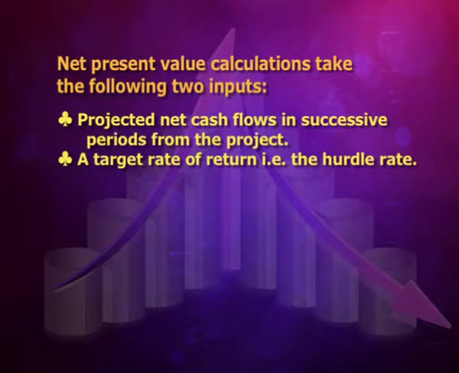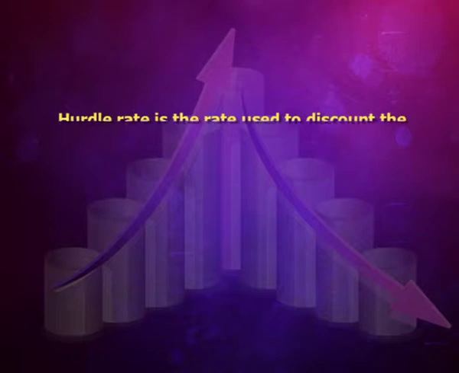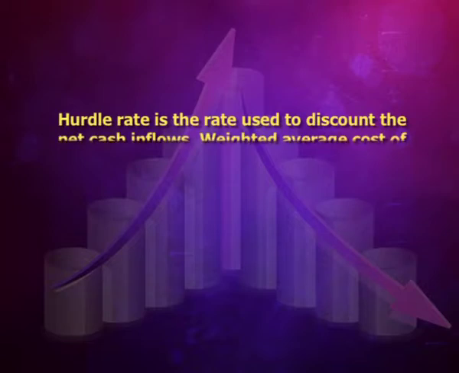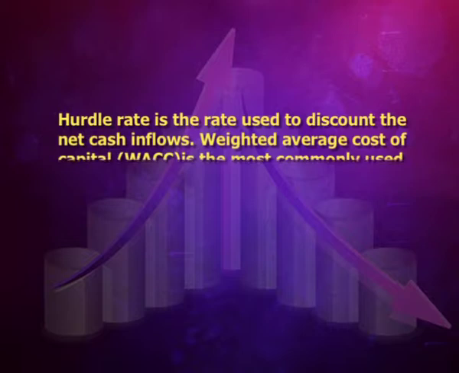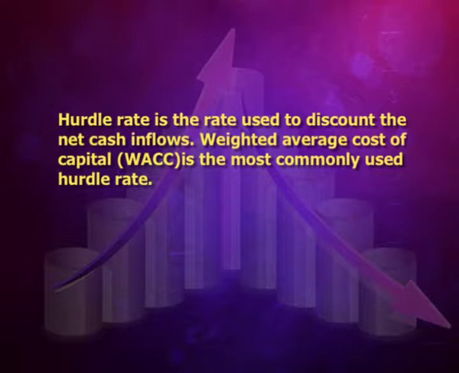Net present value calculations take various inputs: projected net cash flows in successive periods from the project and a target rate of return, that is the hurdle rate, where net cash flow equals total cash inflow during a period including salvage value if any, less cash outflows from the project during the period. Hurdle rate is the rate used to discount the net cash inflows. Weighted average cost of capital, WACC, is the most commonly used hurdle rate.